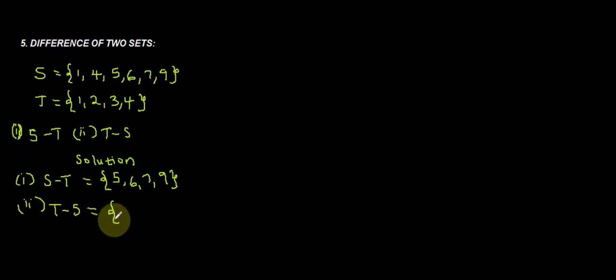Now let's see when we are given T minus S. How will it look like? When you are given T minus S, we are actually saying what are the elements you can find in T that are not in S. Looking at T, we have elements 1, 2, 3, 4. Now T has 1, S has 1. That's nice. That means 1 is not part of the answer. Now look at T. T has 2 but S does not have 2. So we have 2. T has 3, S has no 3. So 3. So the difference here, T minus S, is 2, 3.